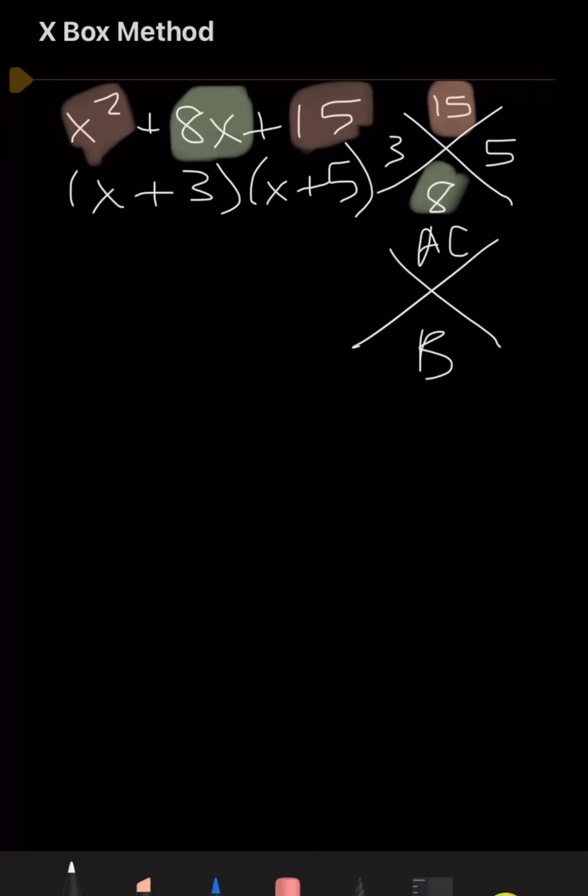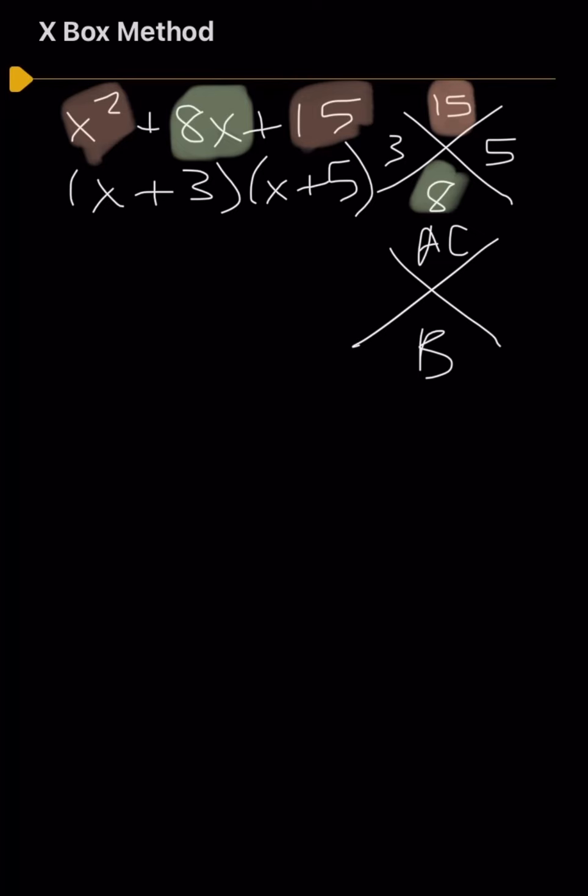X-box method. So for this, we're going to go back to an example that we used earlier. First you want to set up this grid, and on top you want to have your a and c values multiplied, and then on the bottom you want to have your b value. Now we have to find two numbers that multiply up to 15 but add up to 8. Those numbers happen to be 3 and 5. Since the coefficient of the expression is 1, you can just set that up as x plus 3 times x plus 5, and those are your binomial factors.